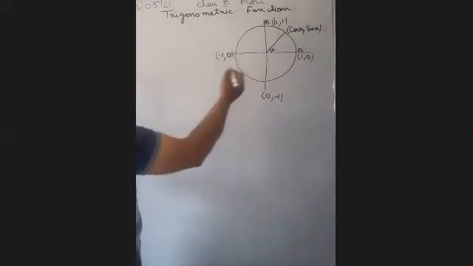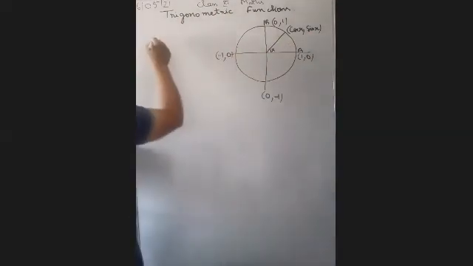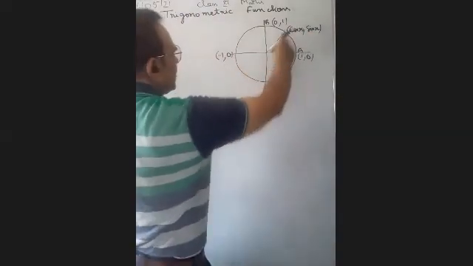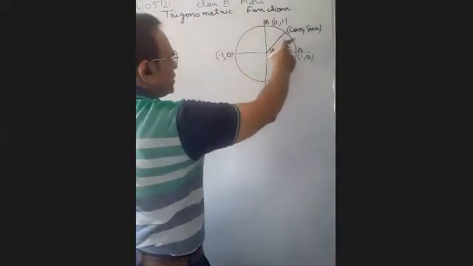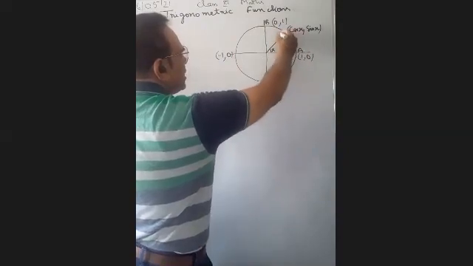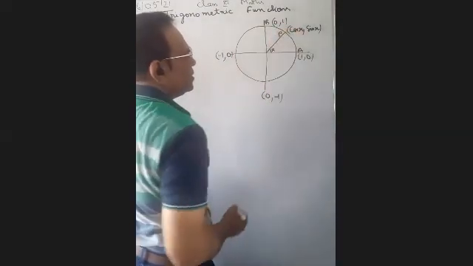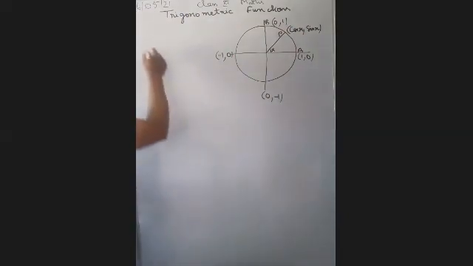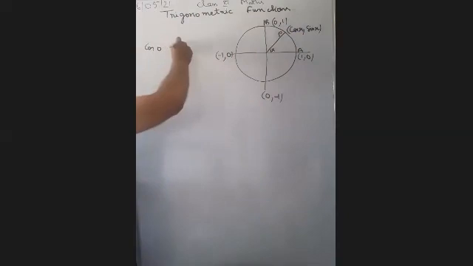Suppose we take the angle cos 0, so the angle is making 0 degrees. It means this point P is lying at point A. So what will it be? So cos 0 degree equals 1 and sin 0 equals 0.